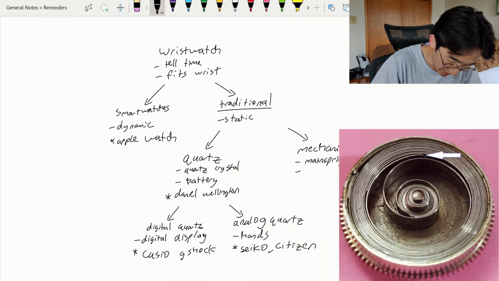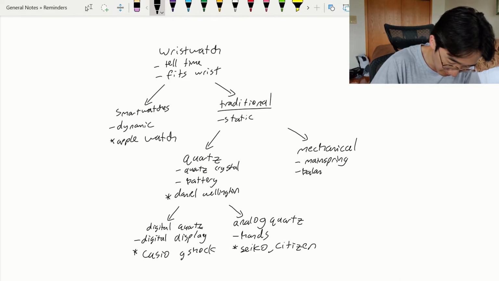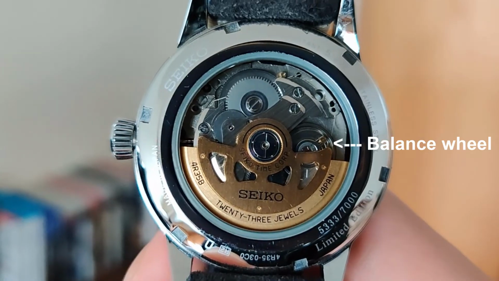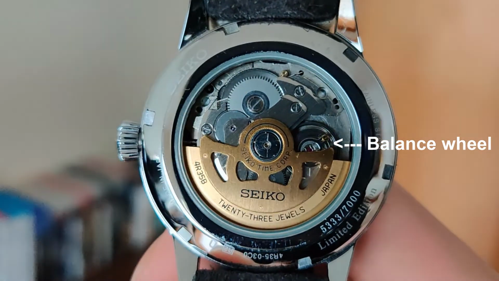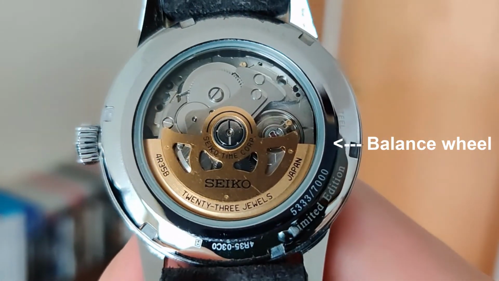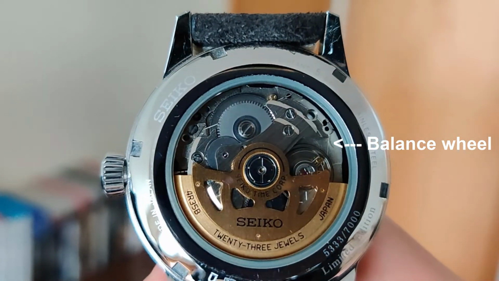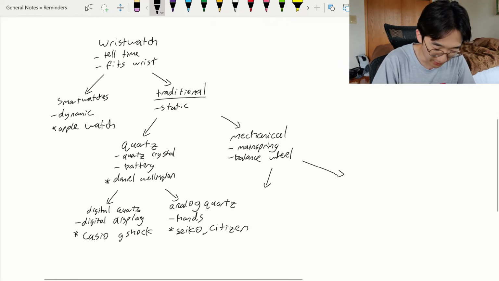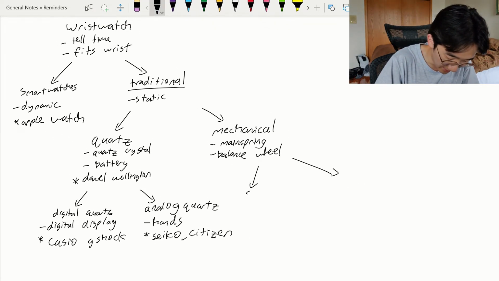And then you have something called a balance wheel. So instead of a quartz crystal, you have a balance wheel that kind of regulates the watch and makes sure that not all of the power from the mainspring just immediately goes to the time. Otherwise, the hands would just go crazy. So the balance wheel will regulate it. And then again, we have two divisions. Now the division we're going to look at is automatic and hand winding.